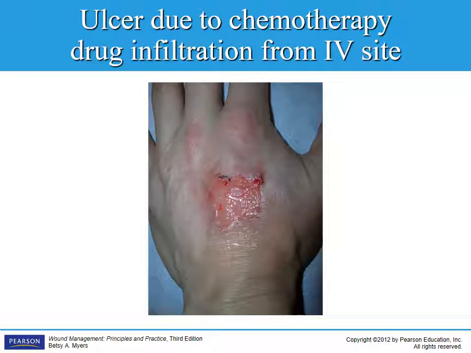This is an example of when the tissue was damaged by the chemo that was going into the hand, because the IV was not put directly into the artery but was allowed to go into the tissue surrounding the artery.